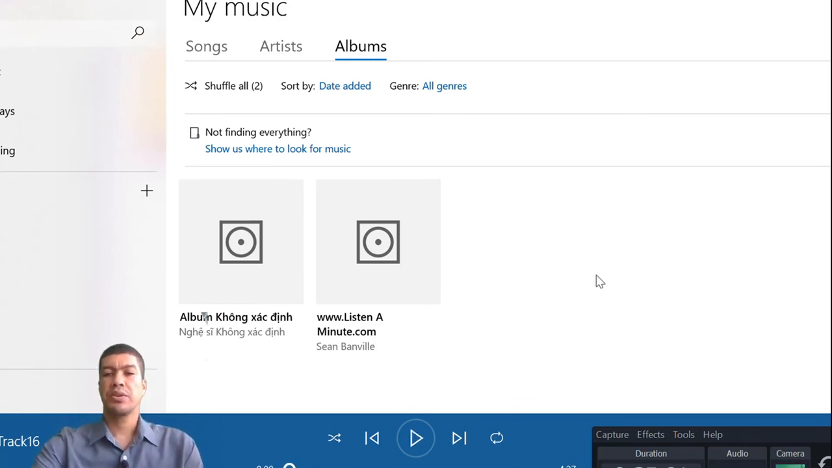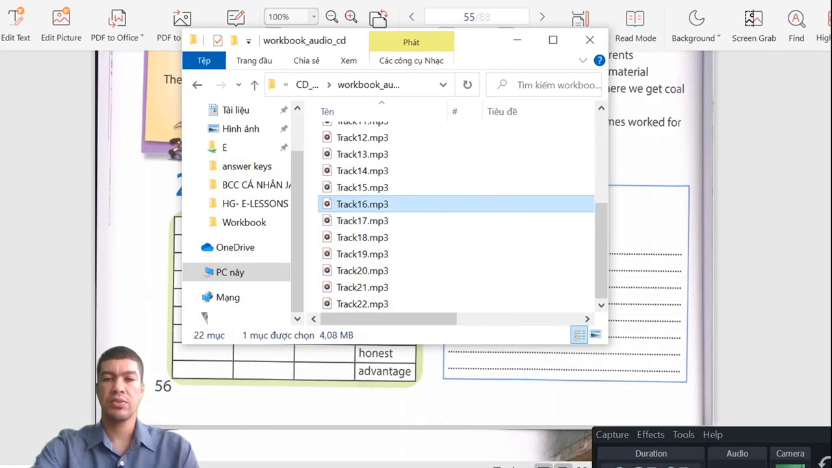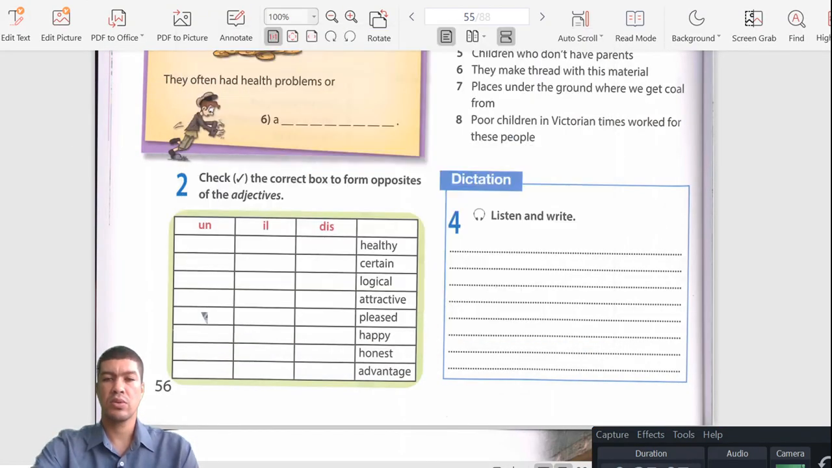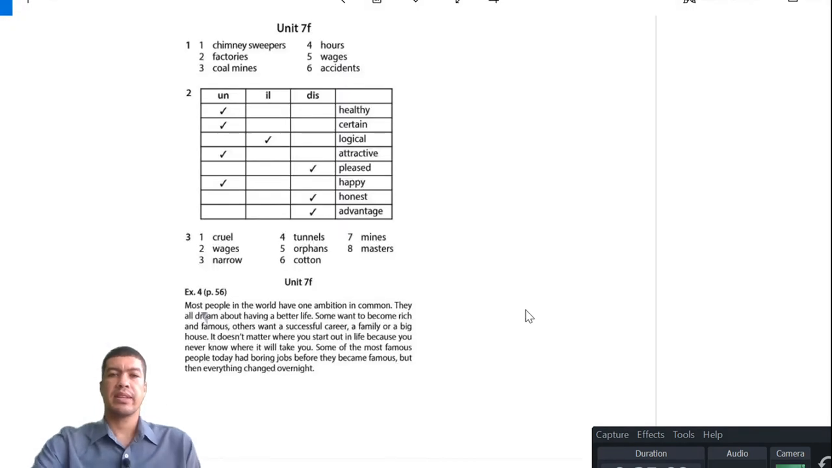Alright, that was quite a long audio. Okay, now I will reveal to you the answers. Alright, and this is the answer. Once again, I would encourage you to do the exercises on your own first before you just copy and paste them. This will only help you at the end of the day to sharpen your skills.